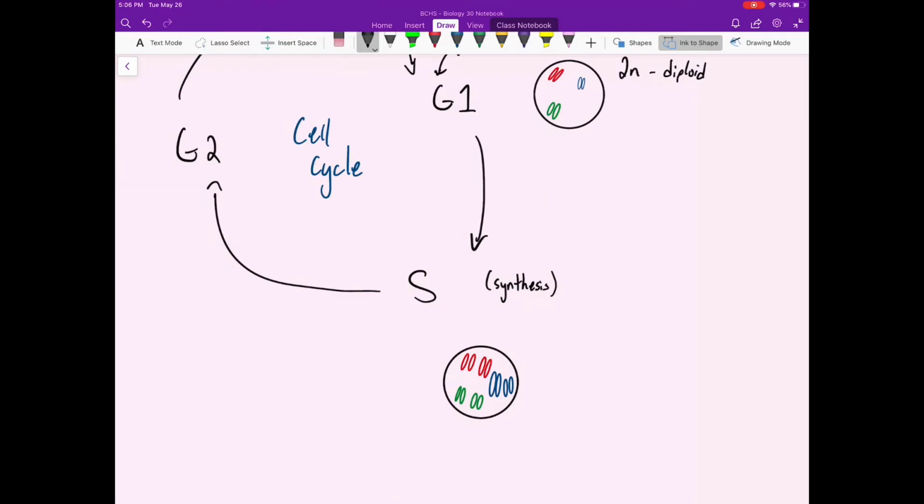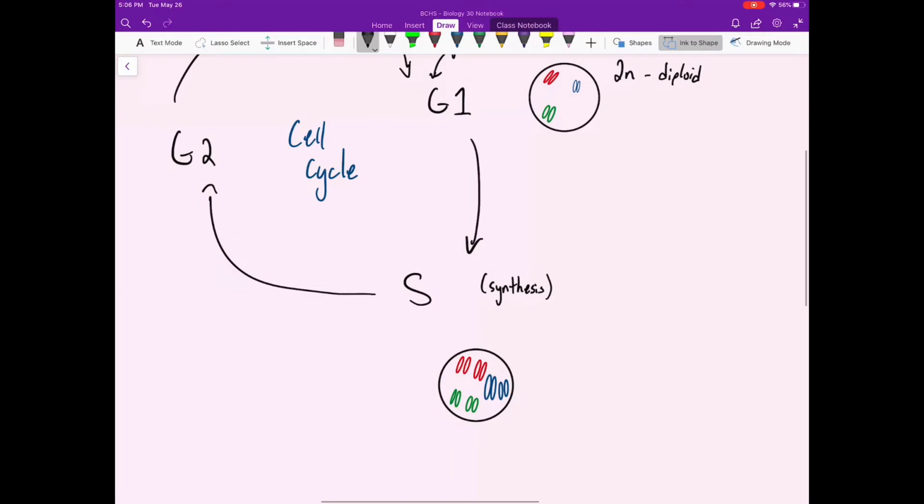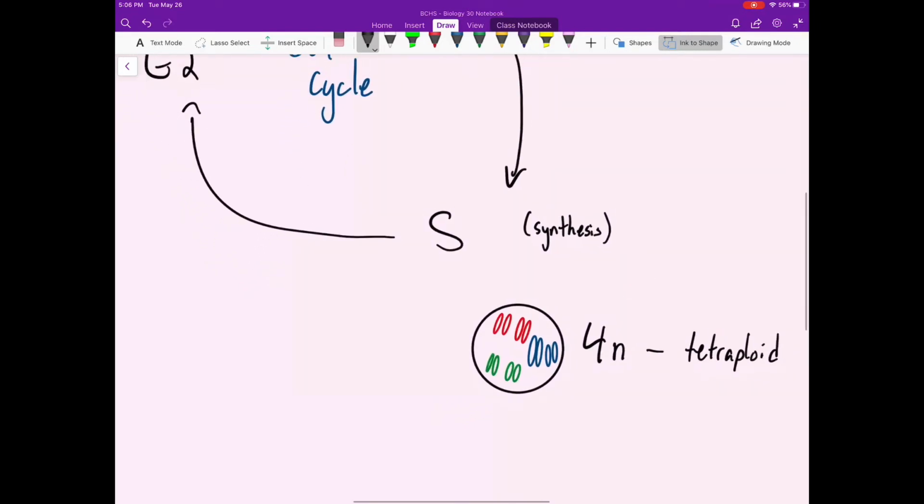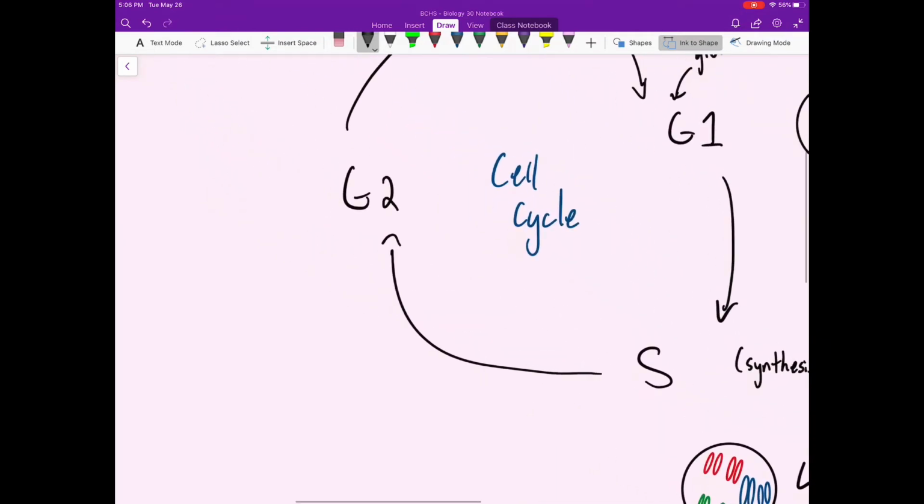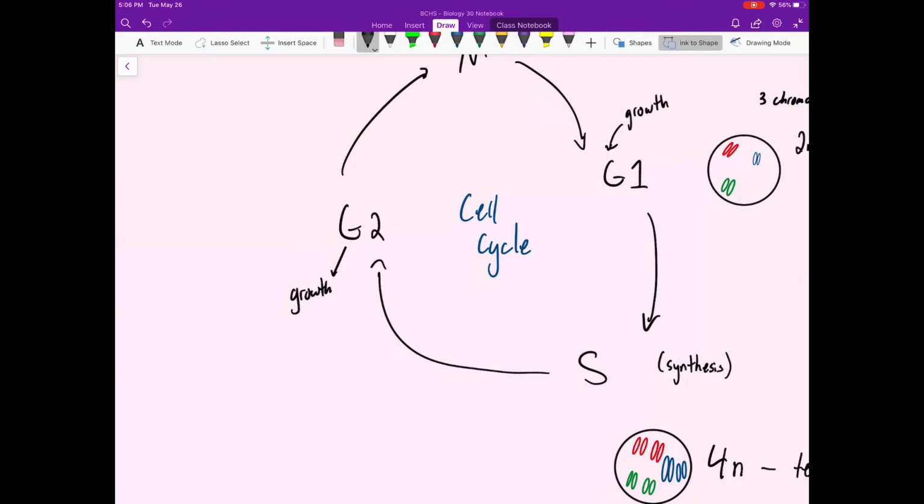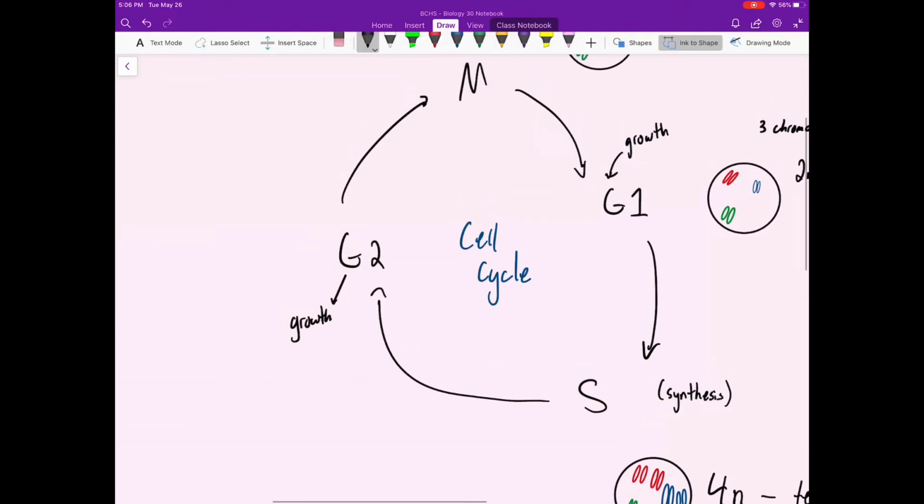Notice that in the 2N cell, every copy has duplicated itself. So before there were 2, now there are 4 of each type. And so essentially, this has become 4N. We wouldn't call it diploid anymore, we would call it tetraploid. Normally this is actually temporary for the cell, because it will undergo G2, which is, again, another growth cycle. G2 is the stage that comes just before the M stage, or mitosis.